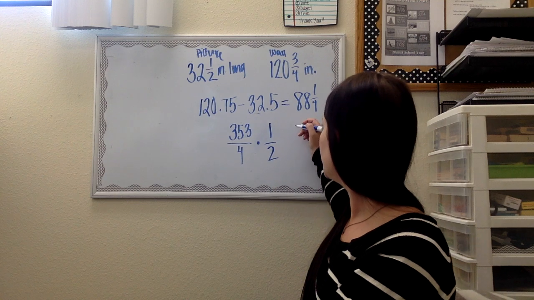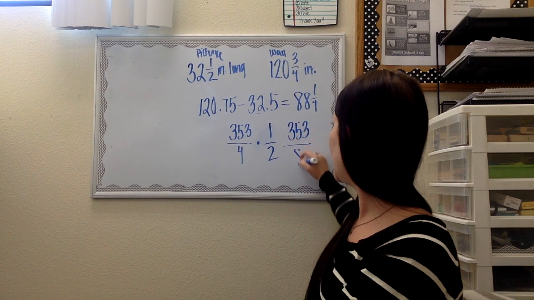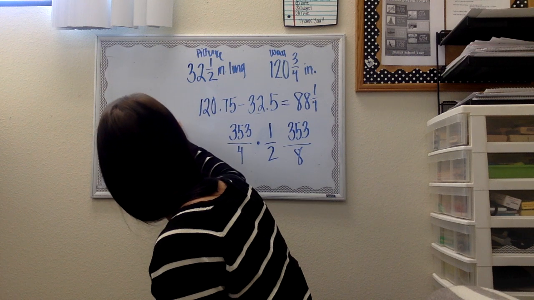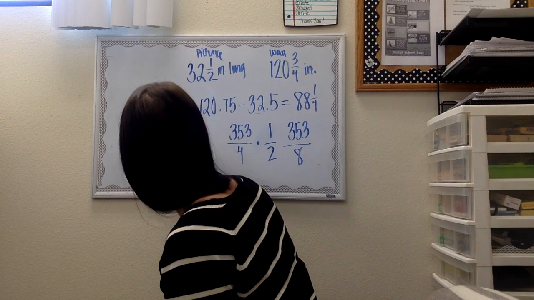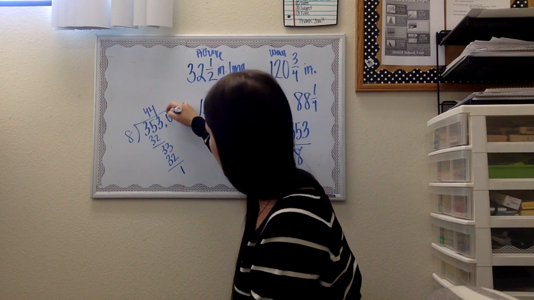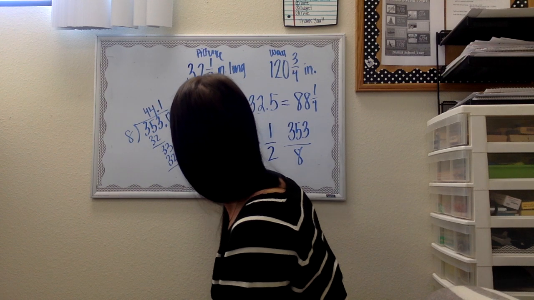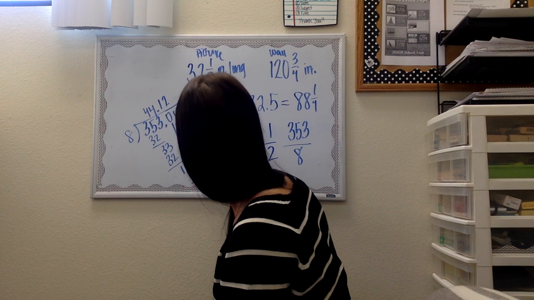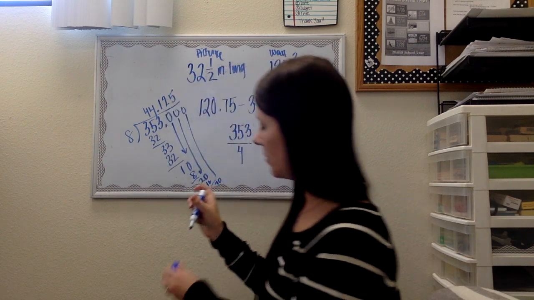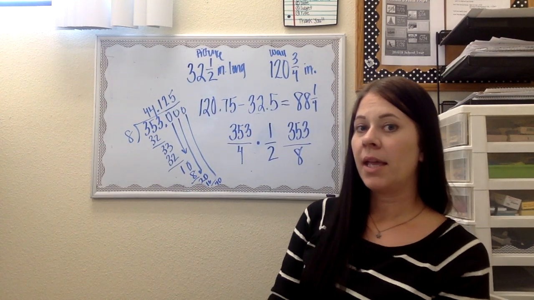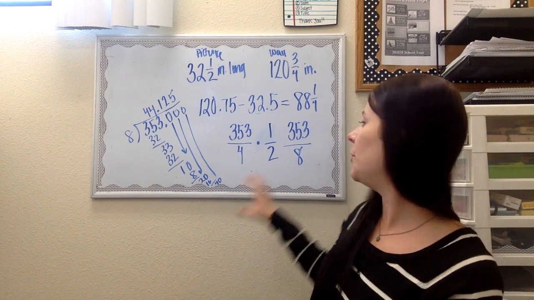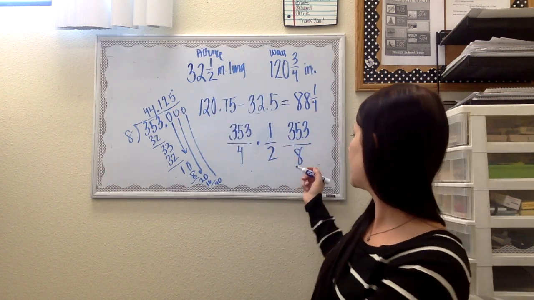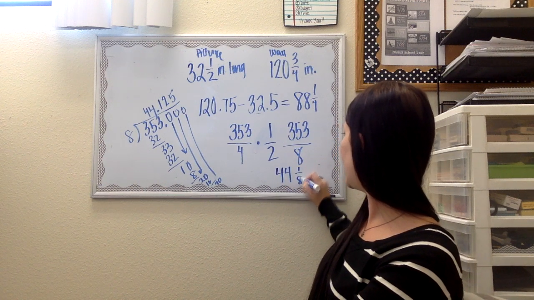Okay, so I'm going to do 353 over 8, and then I'm going to do the division, 353 divided by 8. 8 goes into 35 four times, 32, 3, bring down the 1, I'm going to give myself a decimal, bring that down, and I get 44.125. So I have the decimal, I also have the improper fraction, and if you turn this into a mixed number, it would be 44 1/8.